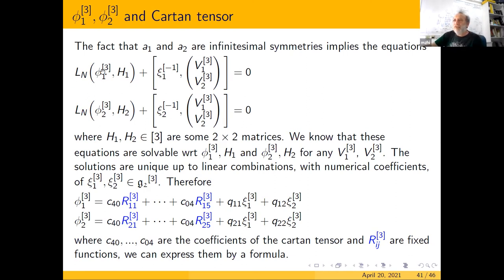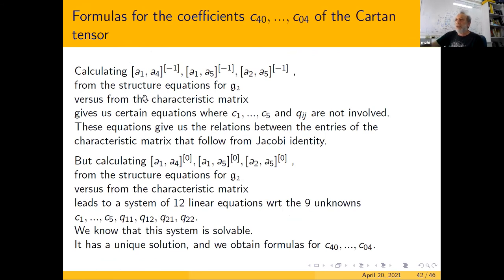So we can take any fixed solution of this homogeneous equation, and they are linearly dependent on the coefficients of the Cartan tensor. And we add to them something we do not know from here. So this is from G2. These are symmetries of L, from the algebra G2.